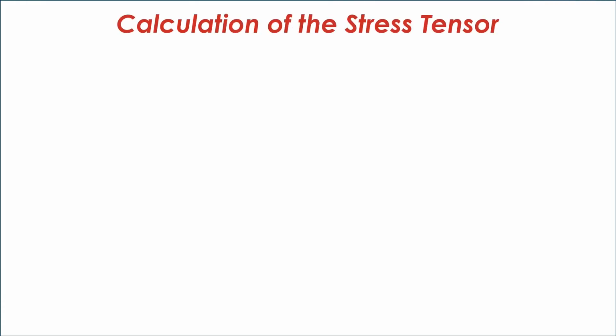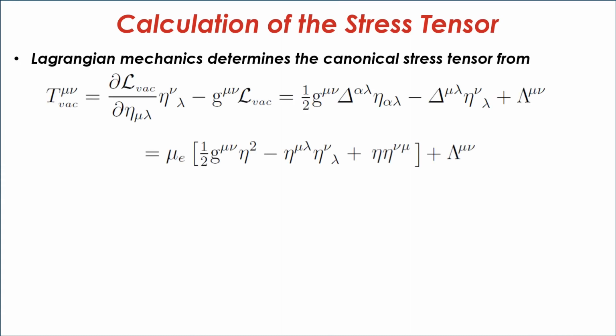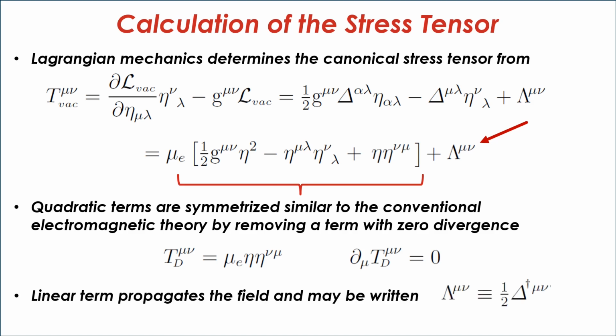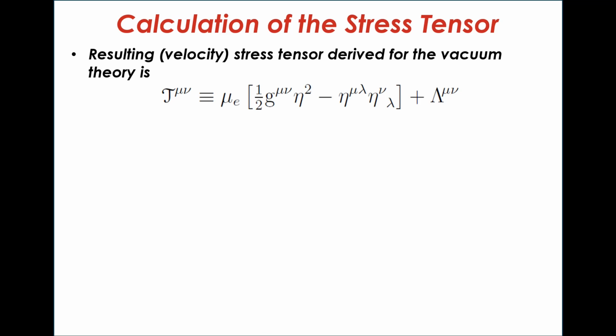We are now in a position to use Lagrangian mechanics to calculate the canonical stress tensor for the vacuum gauge electron. There are three quadratic terms indicated inside the bracket, and the red arrow points to a single linear term. The quadratic terms must be symmetrized, similar to the conventional electromagnetic theory, which is accomplished by removing a term having a zero divergence. In contrast, the linear term does not require symmetrization and is proportional to the transpose of the vacuum stress tensor.